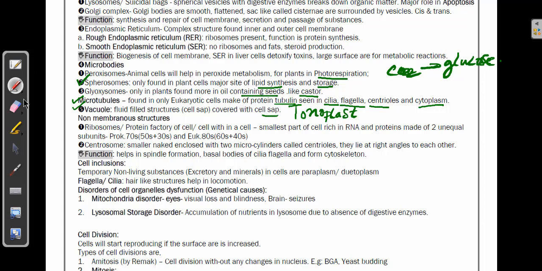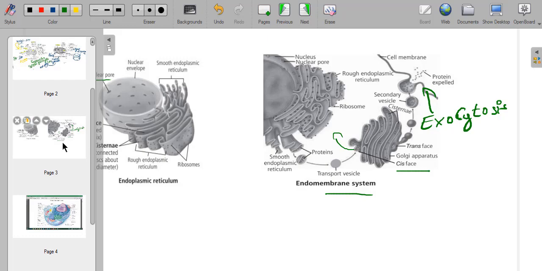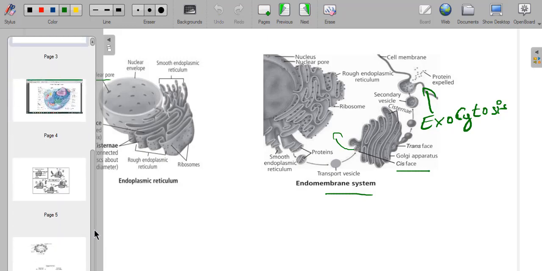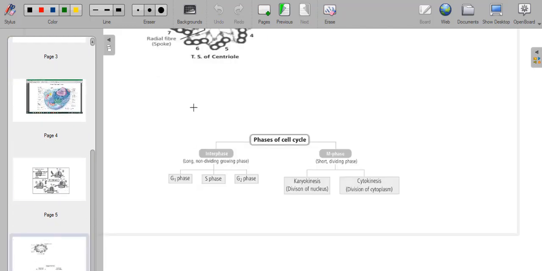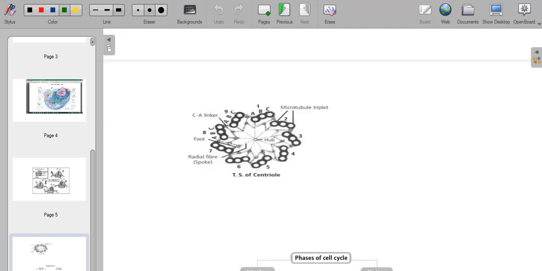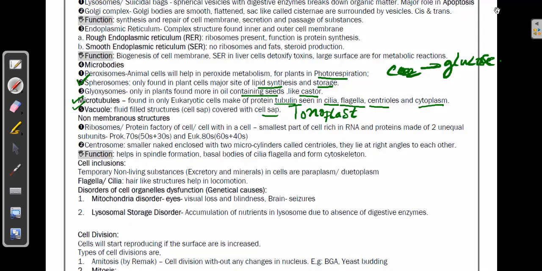And now we have reached almost the last topic, that is the non-membranous structures. So before going into that, let me show you the structures here, and then you can also see how it's arranged inside the flagellae. Alright, so now we'll continue with the last structure.